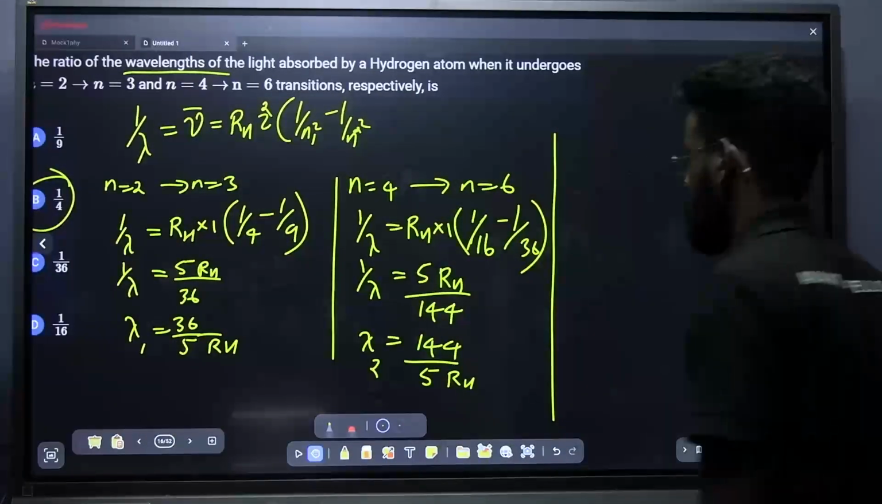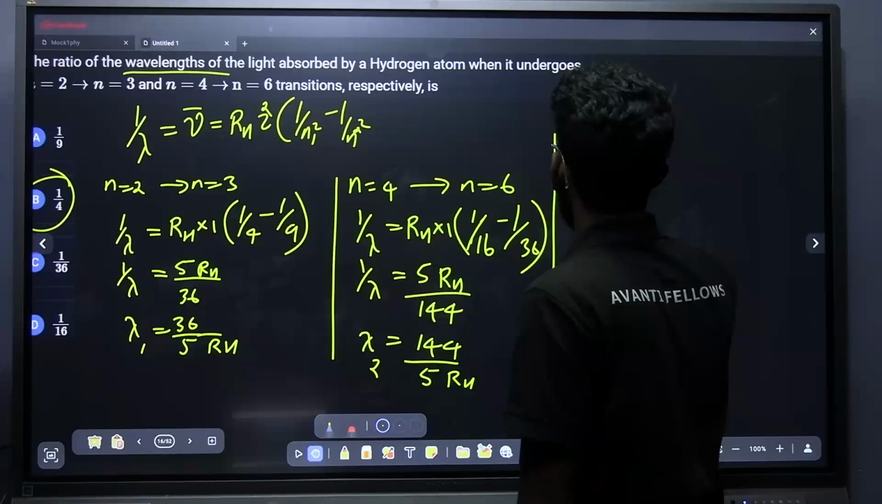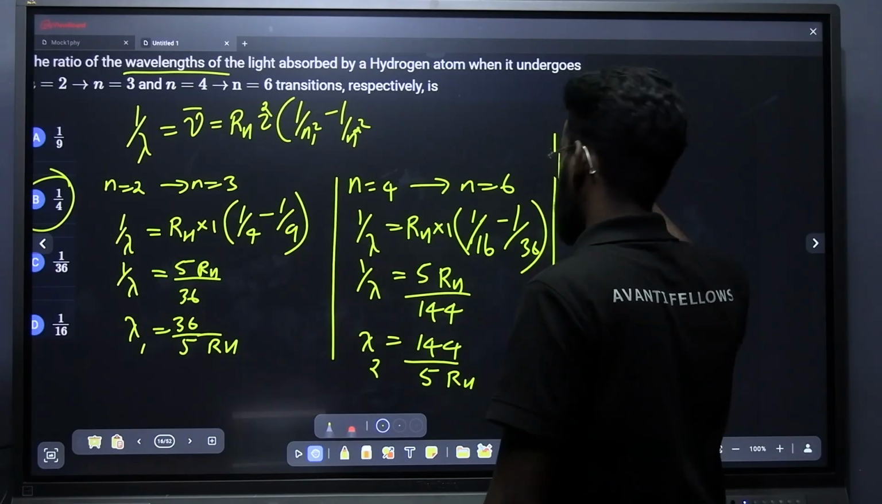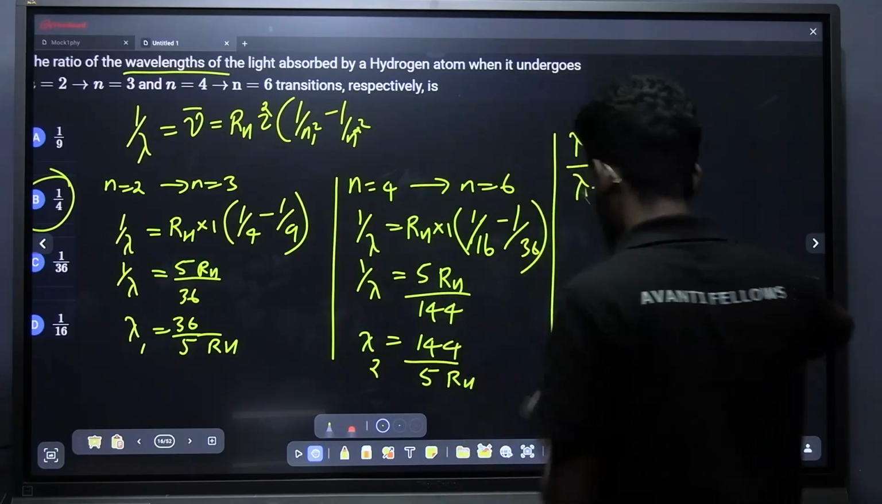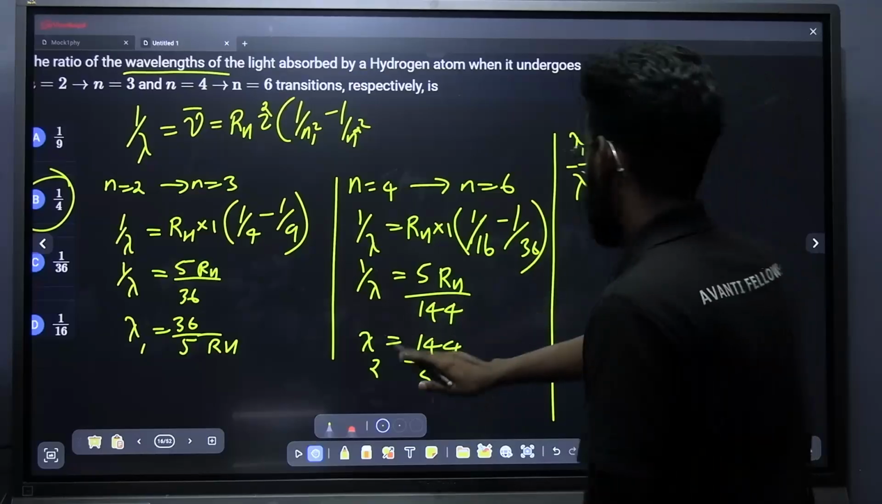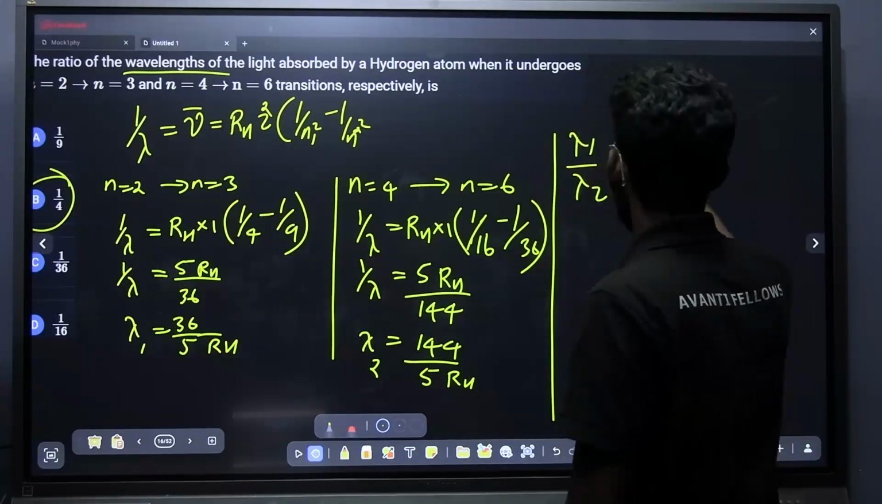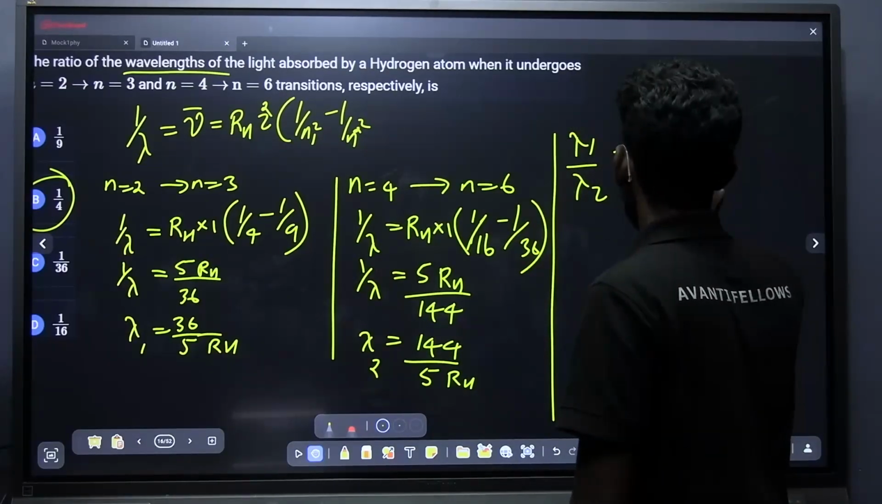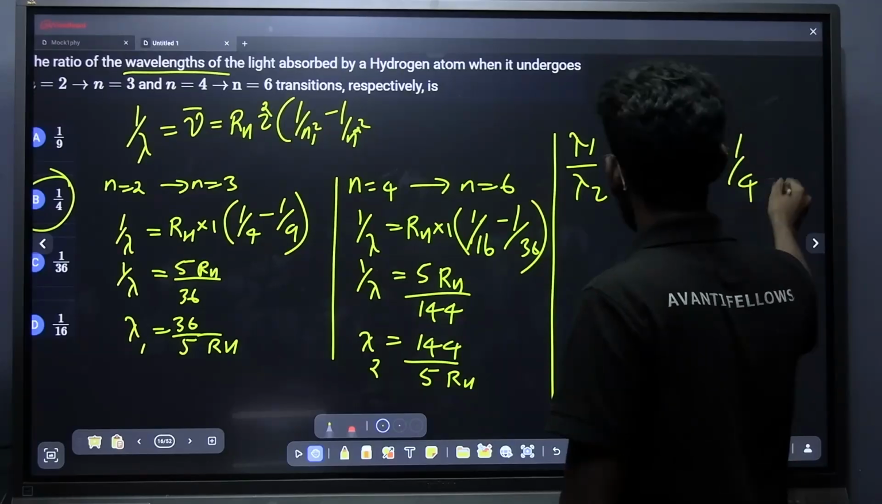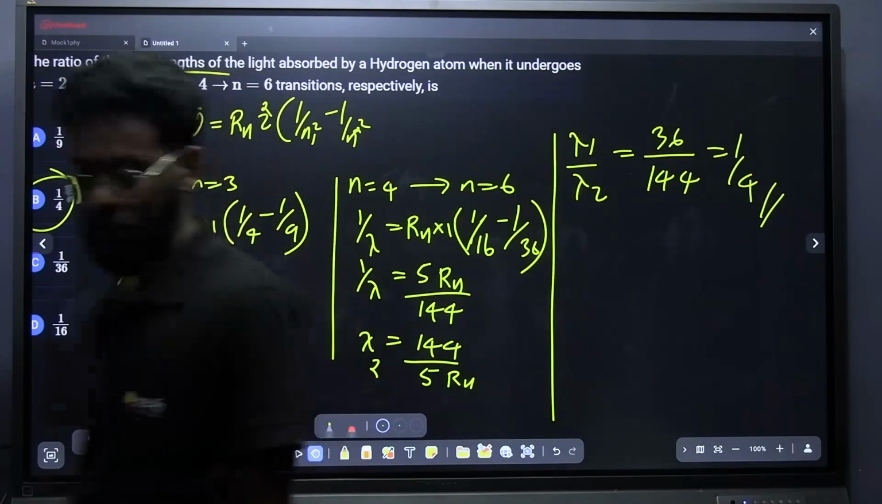Okay, correct only. So lambda 1 by lambda 2, what do you have to do here? That will be coming as 5 is getting cancelled. It will be 36 divided by 144. It is equal to 1 by 4. Yes, here is the answer for the question.